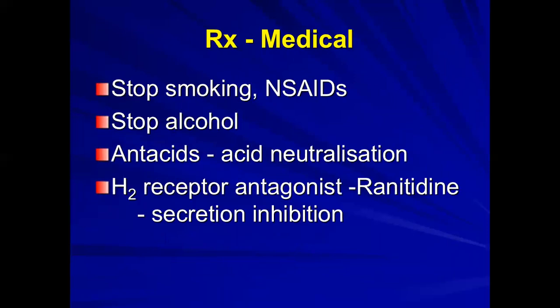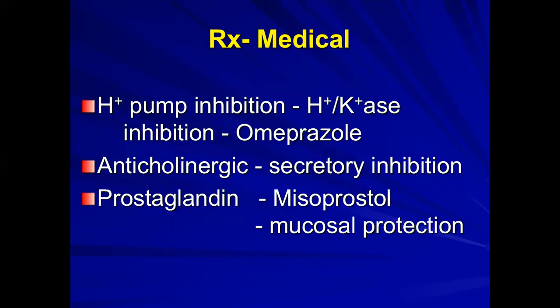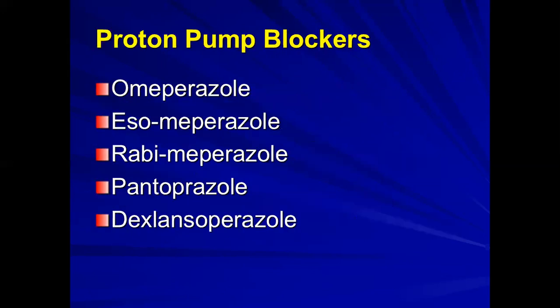Treatment, number one, you have to stop the precipitating factors. So stop smoking, NSAIDs, alcohol. Antacids are good, they are used for acid neutralization, but they are not the treatment. H2 receptor antagonist, ranitidine is commonly used. Proton pump inhibitors, commonly used omeprazole, anticholinergic secretory inhibition, and misoprostol, it causes mucosal protection.